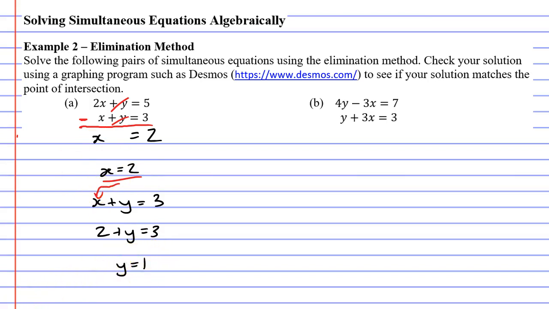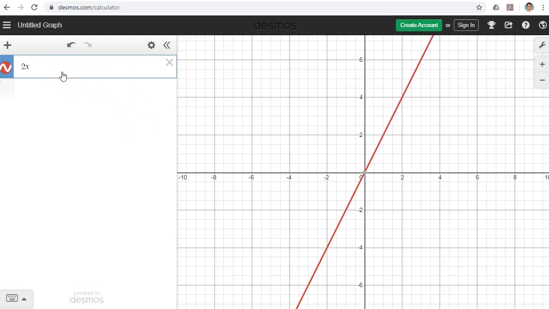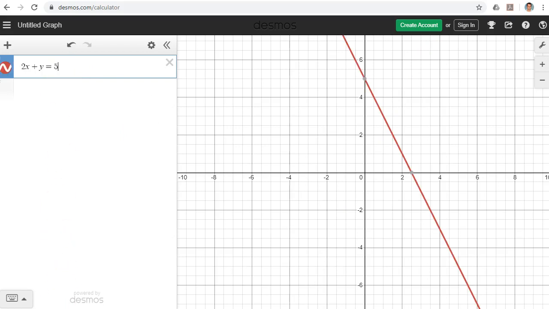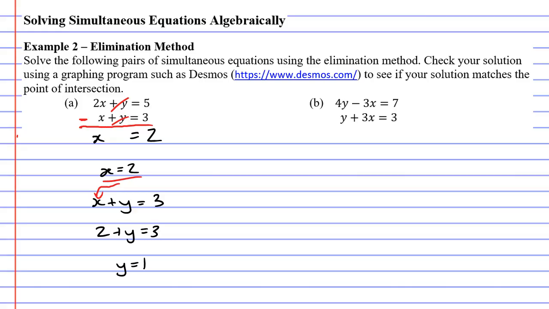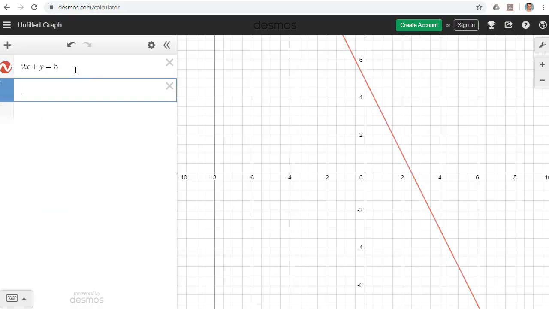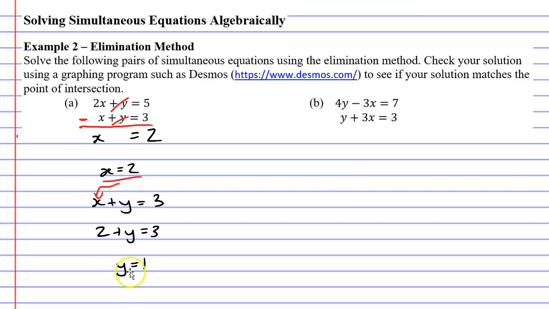Let's now check it on Desmos. Alright, so our equations are 2x plus y equals 5, and the other equation was x plus y equals 3. And the point of intersection is 2, 1, or where x is 2 and y is 1, which is what we had, x equals 2, y equals 1. Let's actually write our point of intersection down. So point of intersection equals 2, 1.